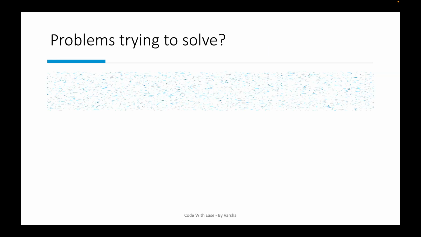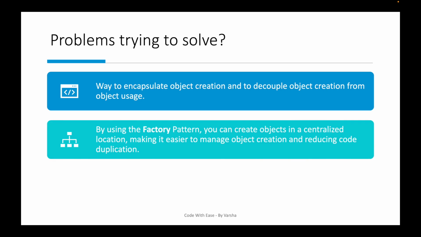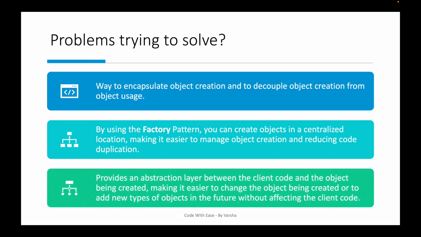So what problems is this optimized code trying to solve? Like we said, it is trying to centralize the object creation. The creation of the object and the usage of the object are now separated, they're decoupled. We are creating objects in a centralized location. What is that centralized location? That factory class, which manages the creation of the ice creams or the objects. And then it also reduces code duplication because of that.